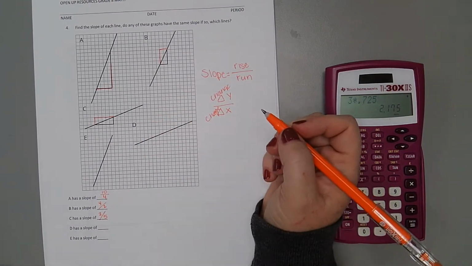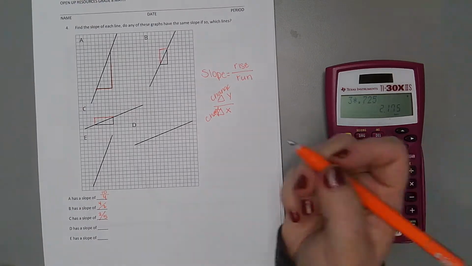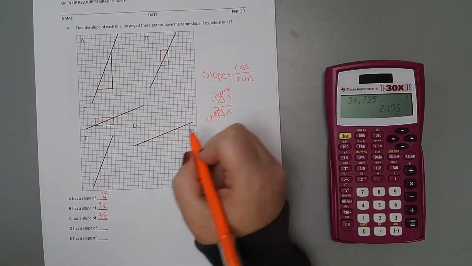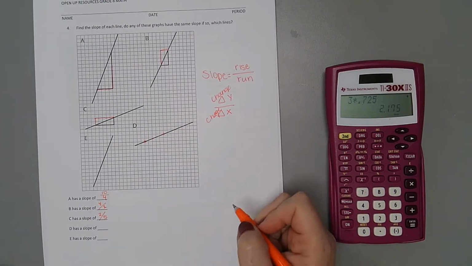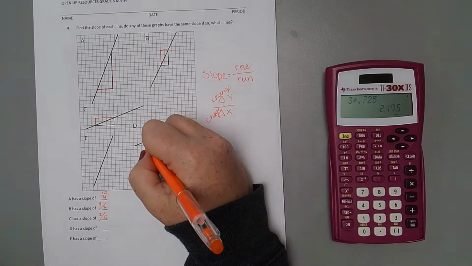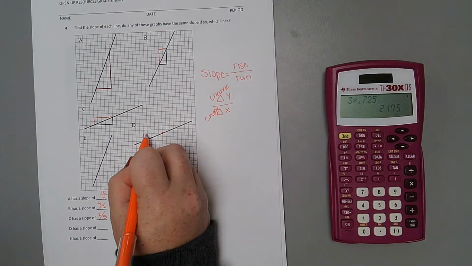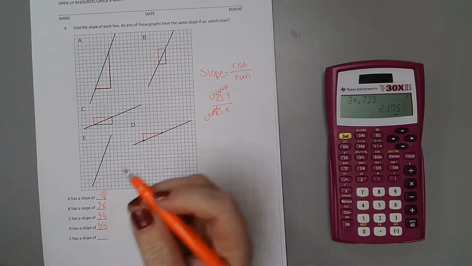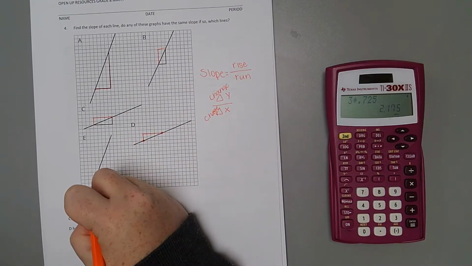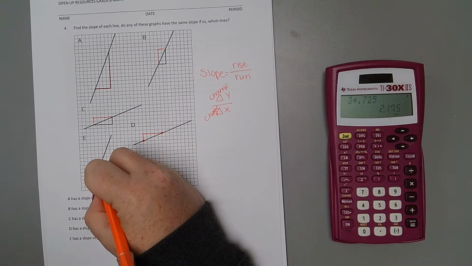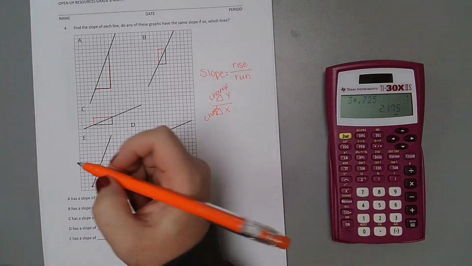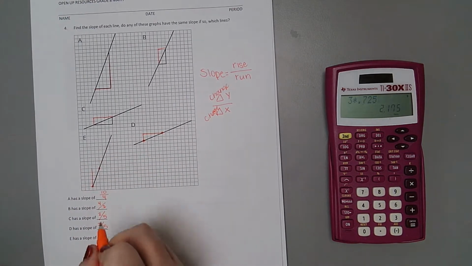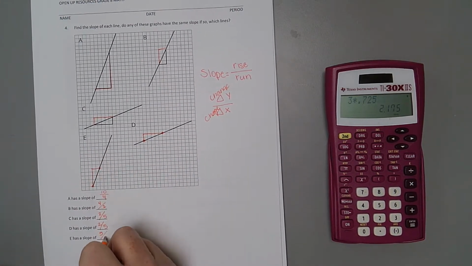D, this does not have the points given to you, so you need to find them. So this right here is on a point, and this over here is on a point. So it has a rise of 1, 2, and a run of 1, 2, 3, 4, 5. And E, this looks like it's right on. So this has a rise of 1, 2, 3, 4, 5 and a run of 2.